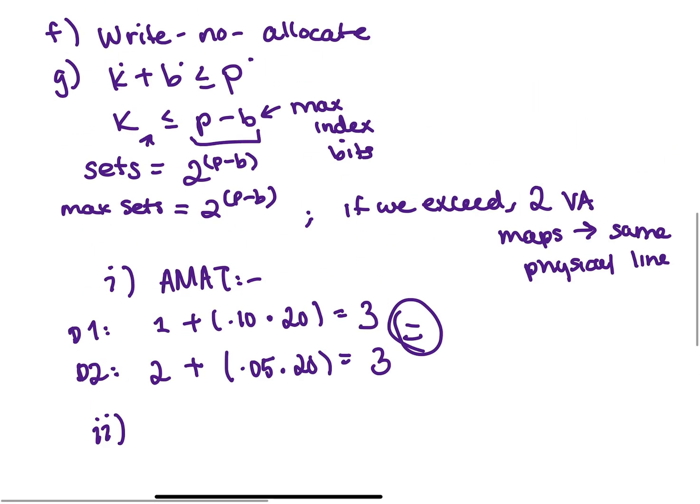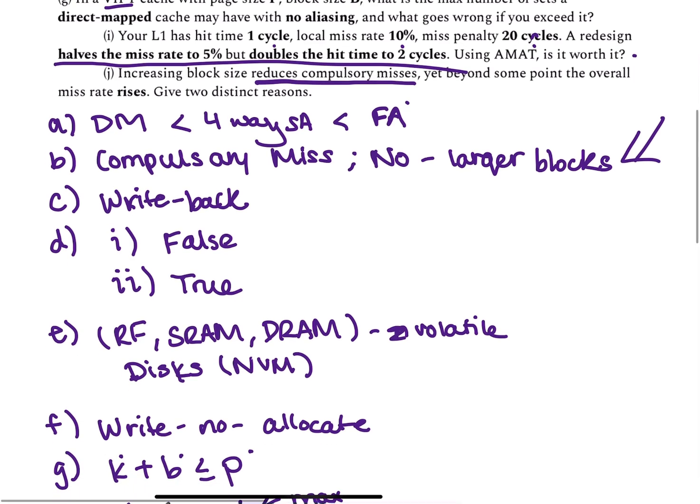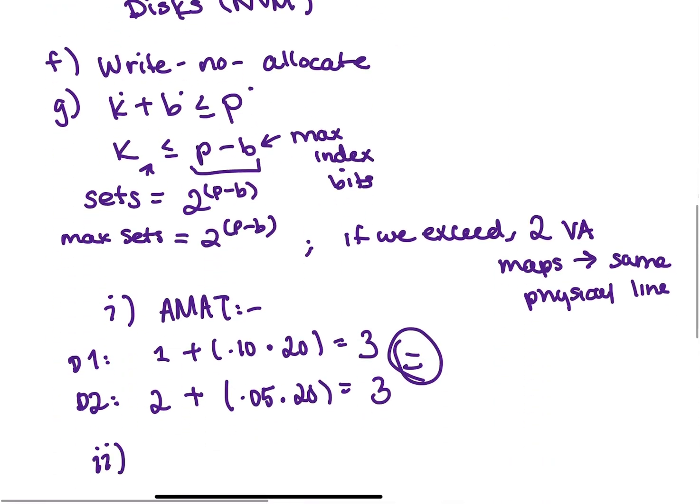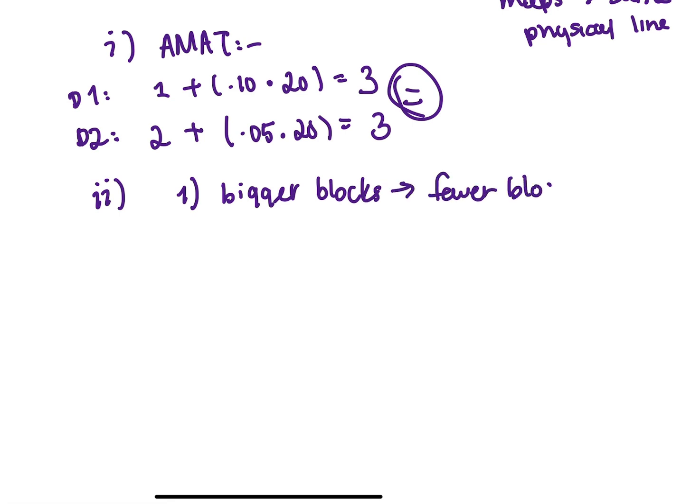And last question. Increasing the block size reduces compulsory misses, like we saw here. Yet, beyond some point, the overall miss rate rises. Why does that happen? And give 2 reasons. So I would say the first reason is that if you have a fixed capacity, bigger blocks in a fixed capacity means that we have fewer blocks. Fewer blocks means that there's more chance for increased conflict and capacity misses.